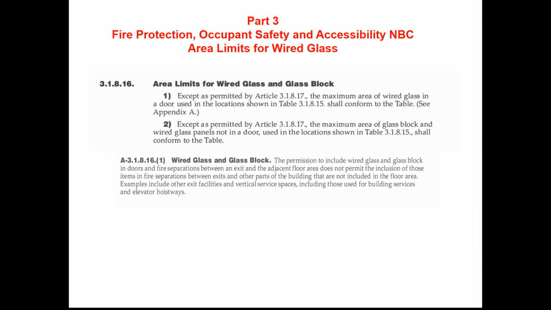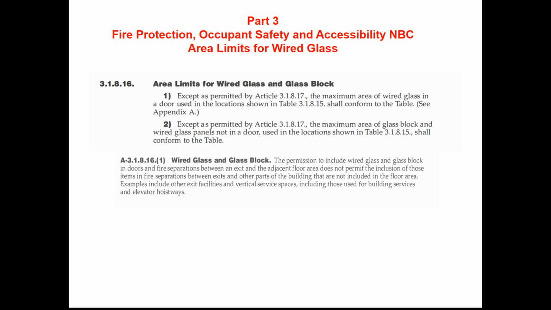Okay, once again they talk about wire glass. This is the area limits for wire glass and block glass. The permission to include wire glass and block doors and fire shafts between exits does not permit the inclusion of these items in area limits.